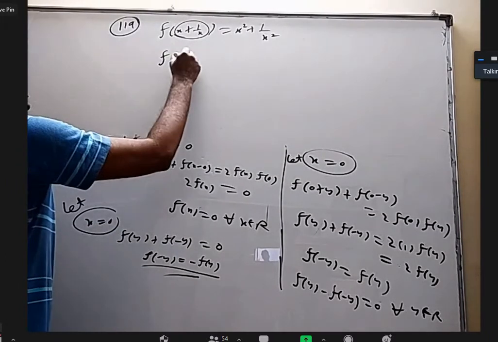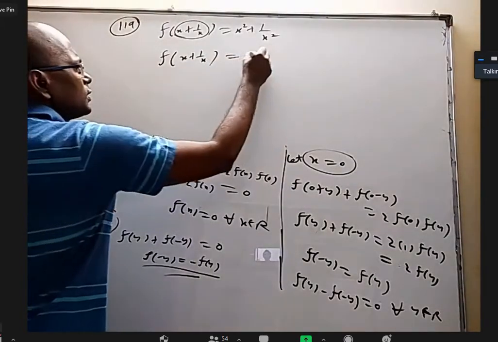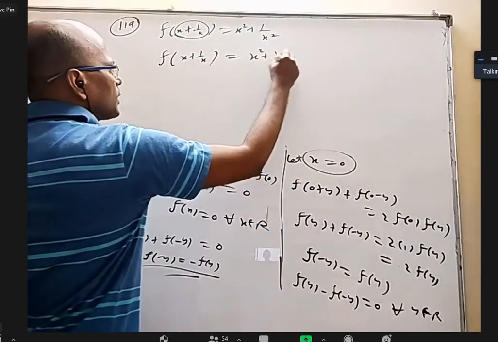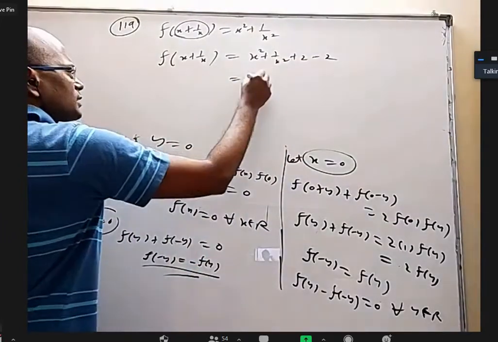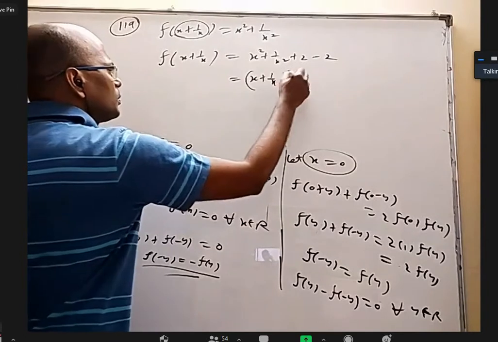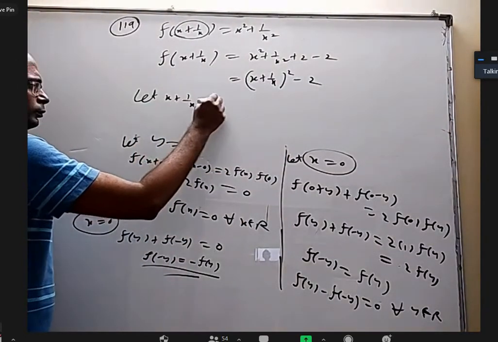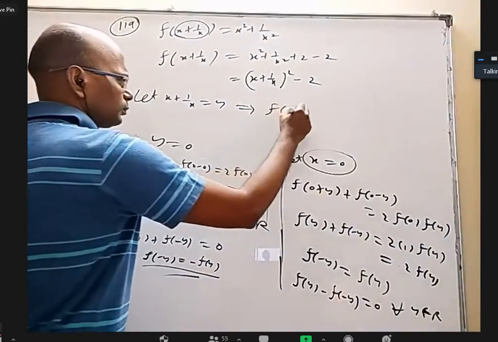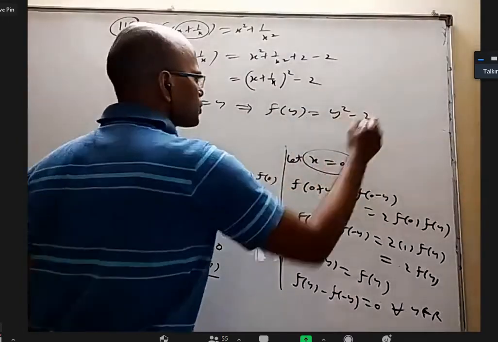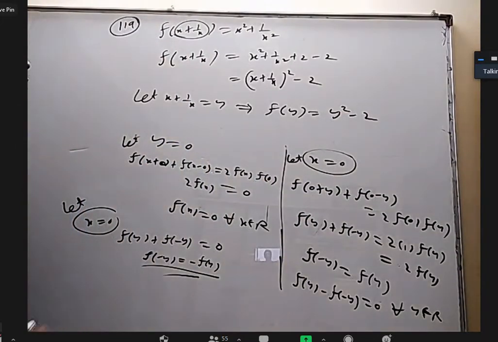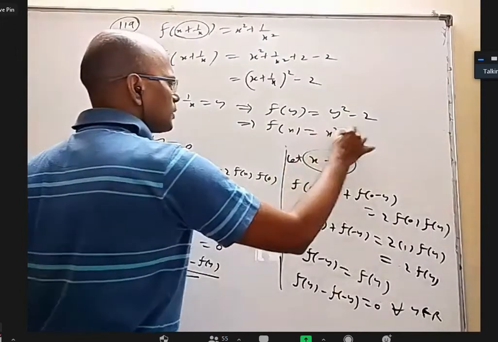One can easily understand how to write this in terms of this. This is x square plus 1 by x square. You can add 2 and subtract 2. That is x plus 1 by x whole square minus 2. So if you take x plus 1 by x as y, then it will come f of y is equal to y square minus 2. Then similarly f of x will be x square minus 2.